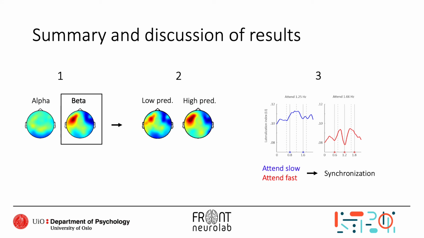Related to our first goal, in the present study we have demonstrated that when a spatial attention task involves decisions regarding sound timing only, this results in lateralized beta and not alpha oscillatory activity. This supports the idea that beta oscillations might serve a specific role in temporal aspects of attention.